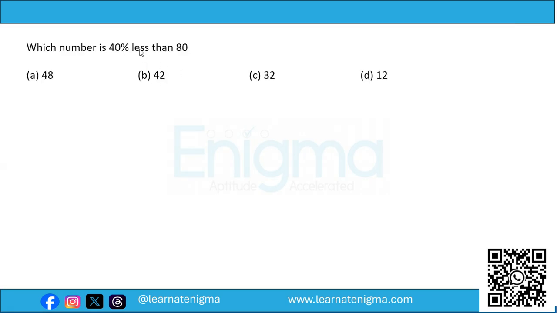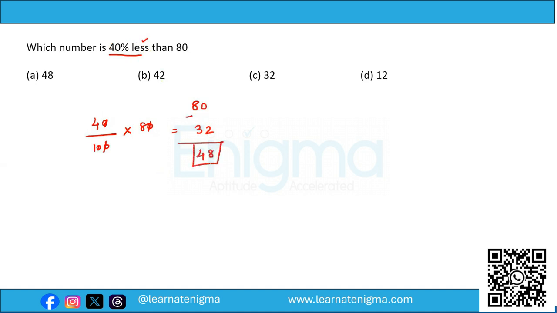Which number is 40% less than 80? Now, 40% less, so we can find out 40% of 80 first. So 40% of 80, zeros get cancelled. We have 8 fours are 32. Now, because it is less, we subtract 80 minus 32, and the answer we get is 48.